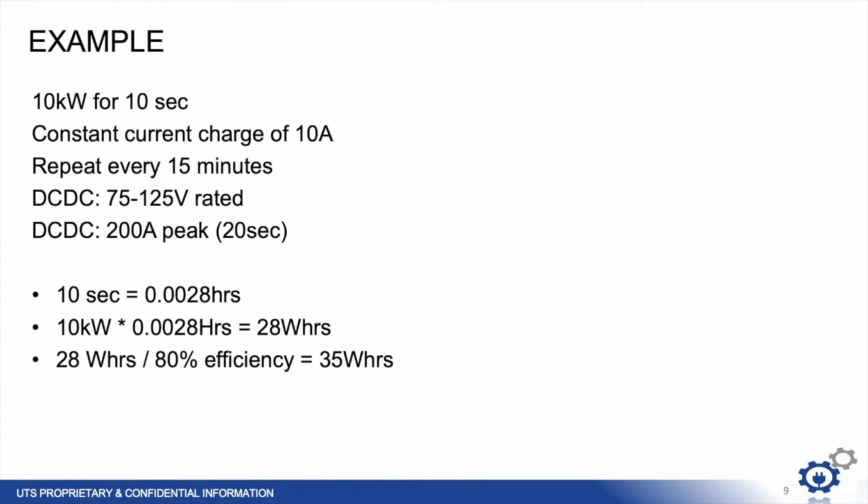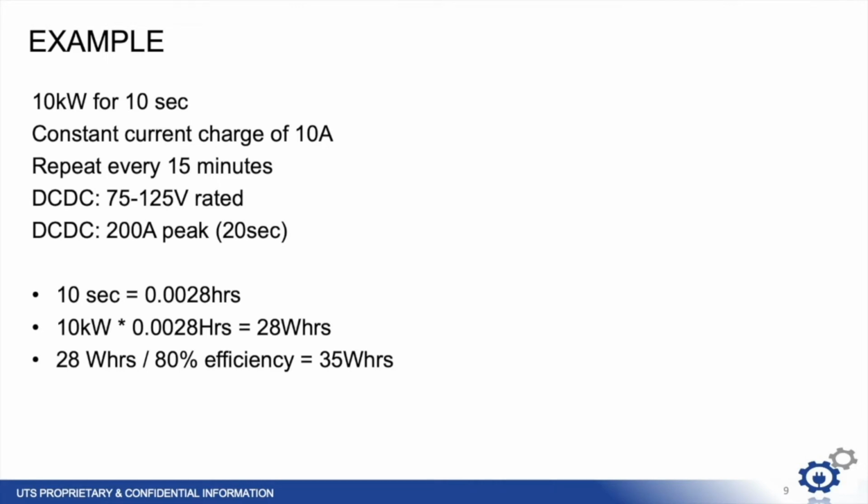Say I have a load leveling application where I would like to use a DC to DC converter to supplement a battery pack. The typical cycle is to discharge the capacitors at 10 kilowatts for 10 seconds and then slowly recharge at 10 amps. This procedure would repeat every 15 minutes. The DC to DC input range is 75 to 125 volts, and the DC to DC can peak at 200 amps.